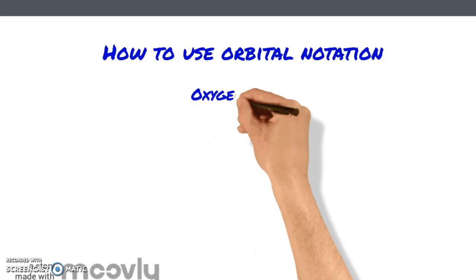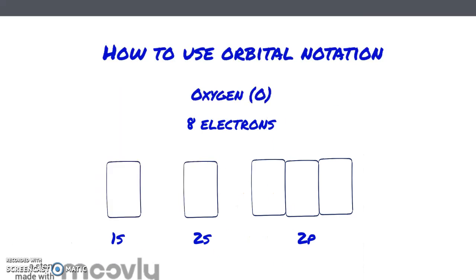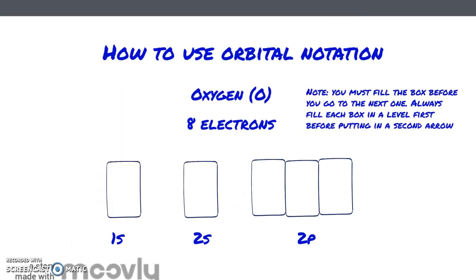So we'll use oxygen as our example. It has 8 electrons. Note, you must fill a box before you go to the next one. Always fill each box in a level first before putting in a second arrow. So in 1s, we're going to be putting an arrow facing upwards, then an arrow facing downwards. We cannot move on to 2s until we have filled 1s.